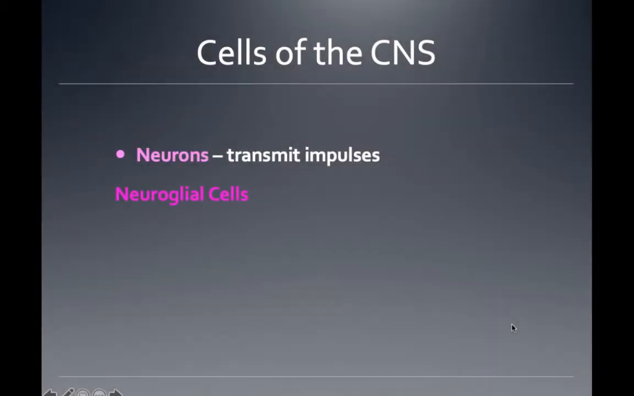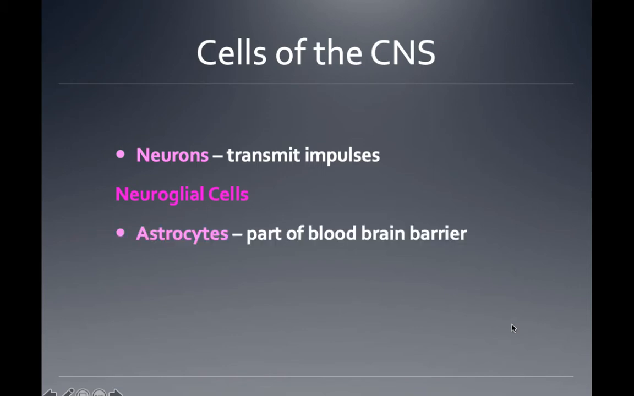Then we also have what are called neuroglial cells. And in the central nervous system, we have more neuroglial cells than any other type of cell. These neuroglial cells include astrocytes, which help to maintain synapses and also help to form the blood-brain barrier. Oligodendrocytes produce myelin to cover those neurons so that the speed of transmission is very fast.